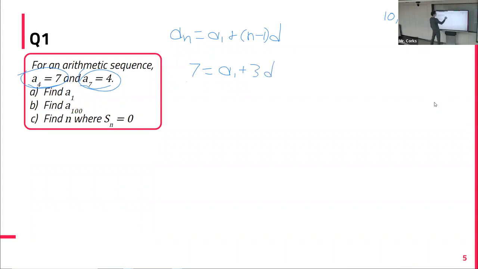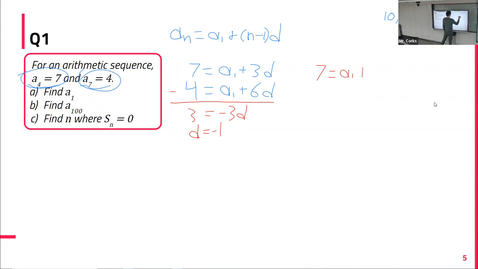And for the other one, we have 4 equals a1 plus 7 minus 1, 6d. That's two equations with two unknowns. That's very solvable. We could just do elimination here and subtract, and we get 3 is equal to negative 3d. So then d is equal to negative 1. And our d can just go back into either of these other two equations. So let's say 7 equals a1 plus 3 times negative 1, and rearrange: a1 equals 10. Okay, there's the first term.